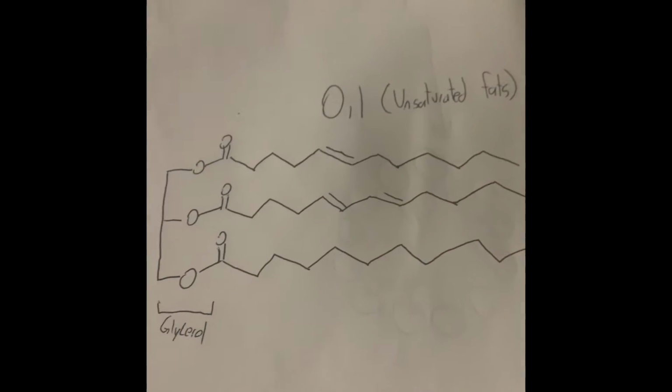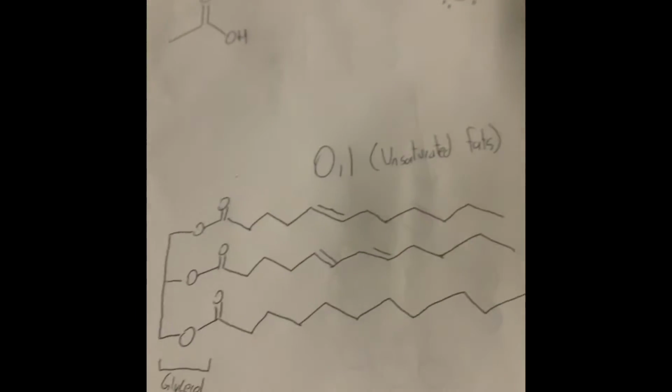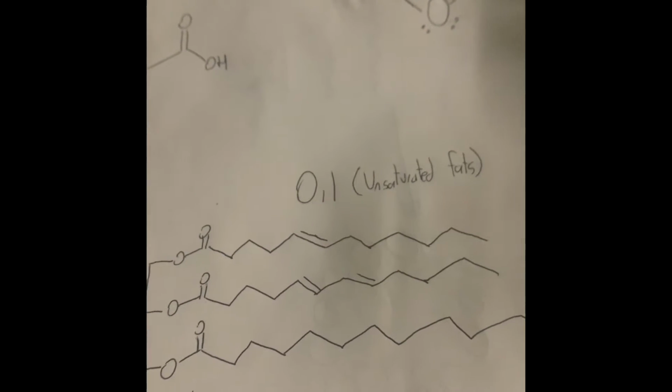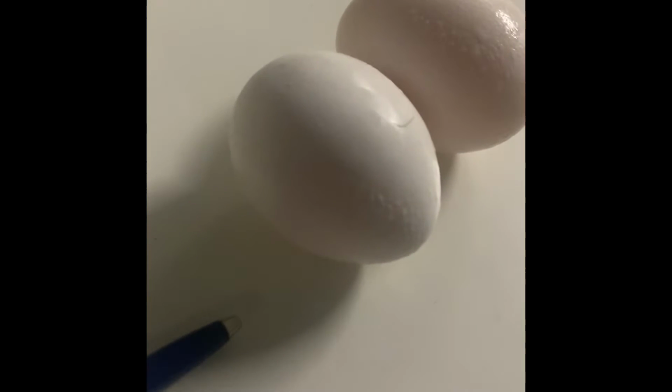But since for mayonnaise we want to be able to mix these two together, we're going to be using oil. In this case, we're going to be using avocado oil. Since we do have to mix these two together somehow, the way we're going to do it is by using an emulsifier. And for mayonnaise, we're going to be using egg yolks.